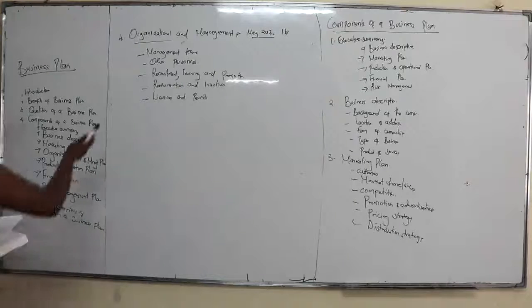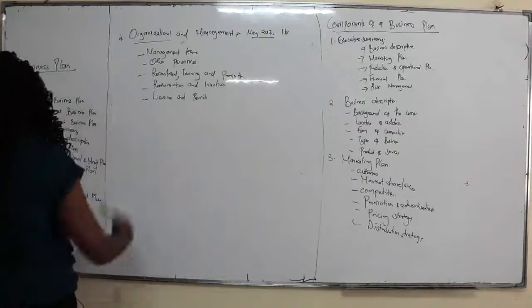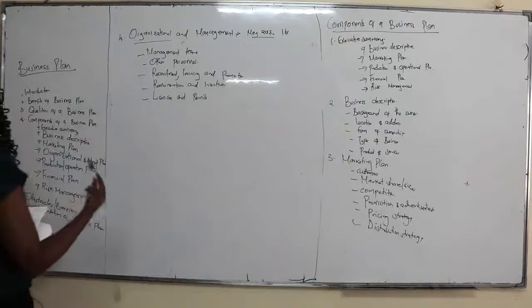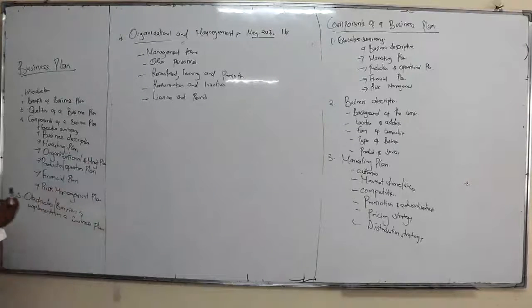So the moment that we have these people in the organization, remember that we have to pay them. We need to come up with a remuneration or pay structure. And finally, the licenses and permits, which we will need for us to operate the business.